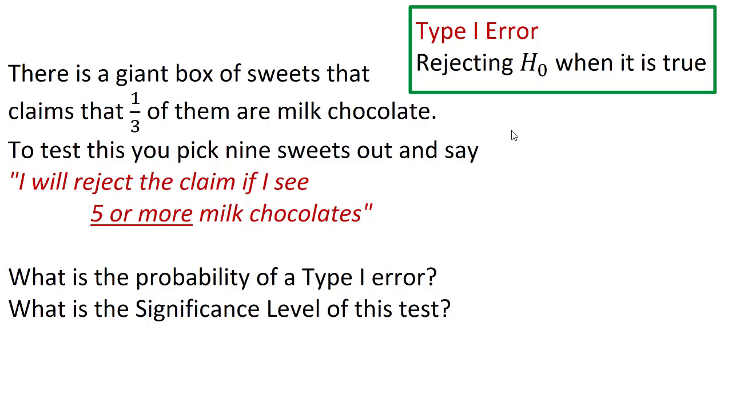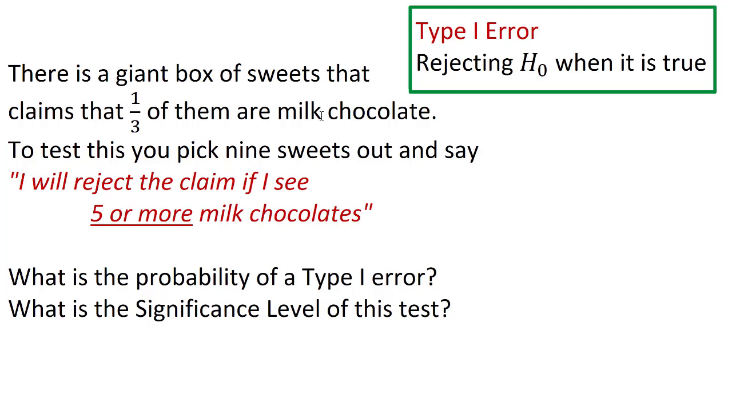Okay, this is a type error question, and they often have something strange about them. They just look different to other questions, and a lot of students are put off by them. So let's just understand it first. There's a giant box, and by that we mean infinitely big, of sweets, and the box says on it that 1/3 of them are milk chocolate.